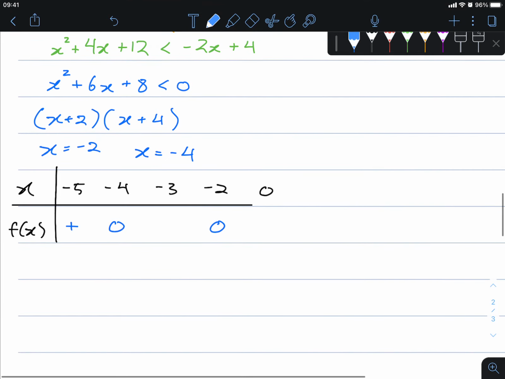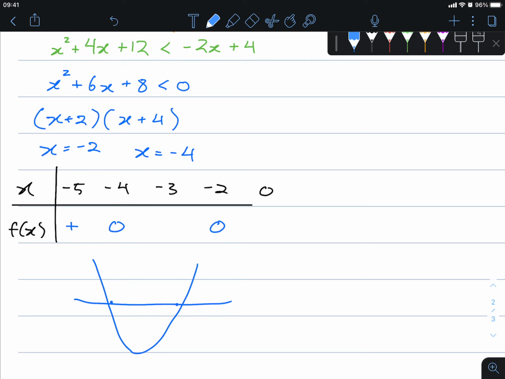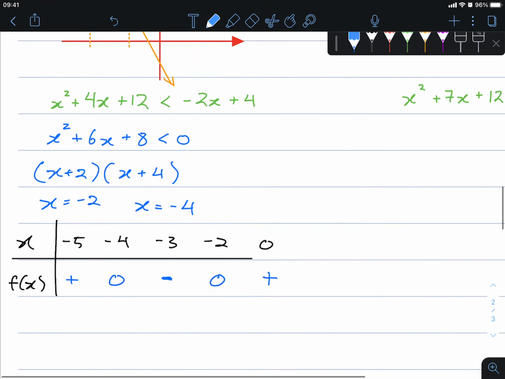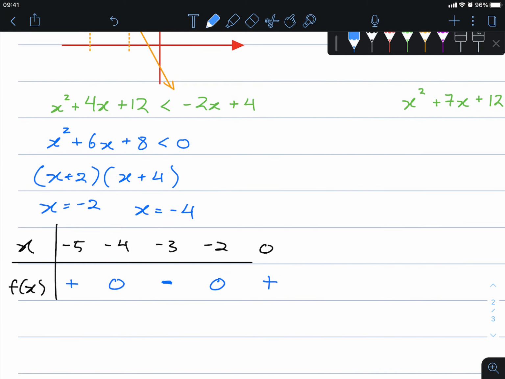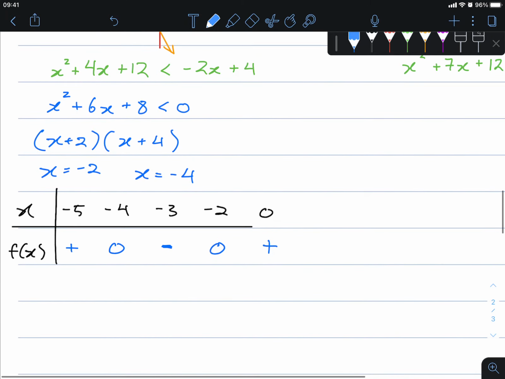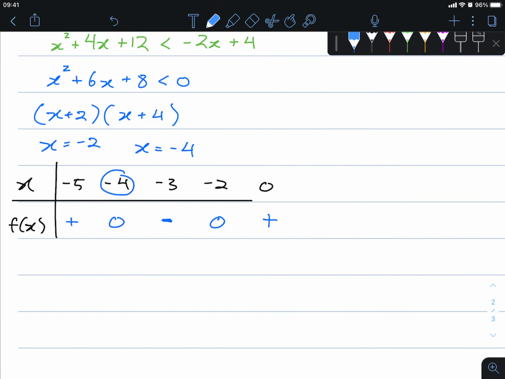I hope now you can see what the graph looks like because we have the x-intercepts, negative 4, negative 2, doing something like this. Well, here's positive, which means that it must be negative in between, and this must be positive. So now that we have this, we can see that by moving everything to one side, the problem becomes just this inequality. Now it's asking where in this inequality is it less than 0? Well, we can see between negative 4 and negative 2, it is less than 0.